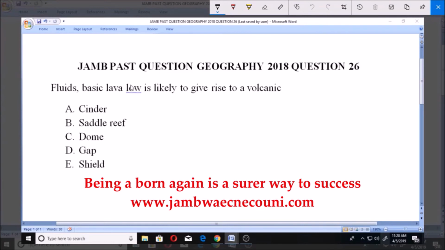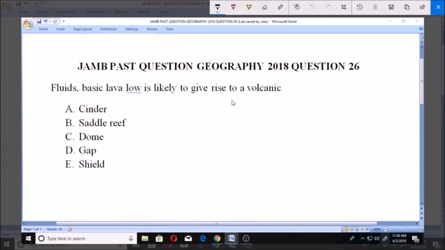So this is actually flow. Fluid basic lava flow is likely to give rise to a volcanic what? So what does fluid basic lava flow give rise to? Is it cinder? Is it saddle reef? Is it dome? Is it gap? Is it shield? Now, the right answer for this is shield. So why is shield the answer?